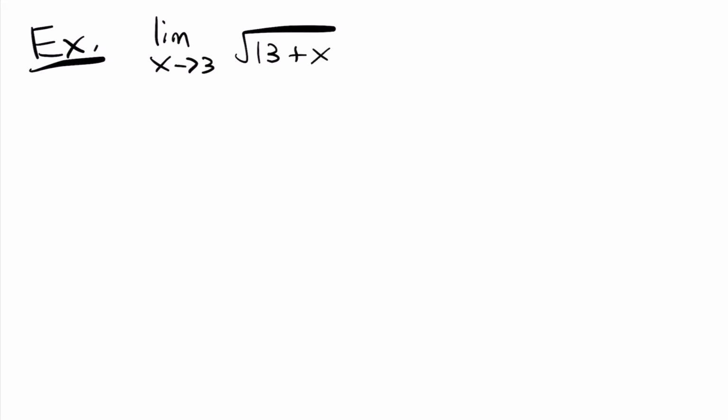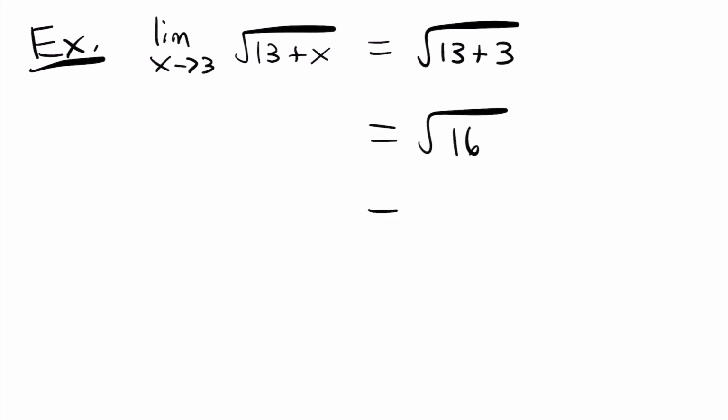And so for our second example, we're going to be looking at the limit as x approaches 3 for the function square root of 13 plus x. And so all we have to do to solve this, or to evaluate it, is to plug in that value of x into the function. So we have our square root of 13 plus 3, and that's equal to the square root of 16, which we know is 4, which would be our final answer for this example.